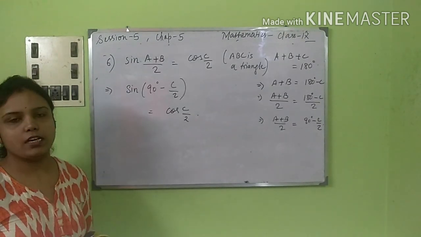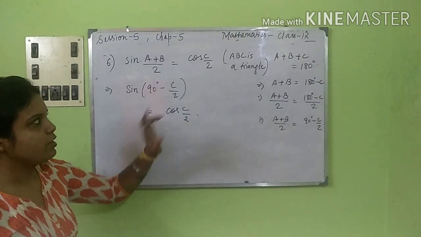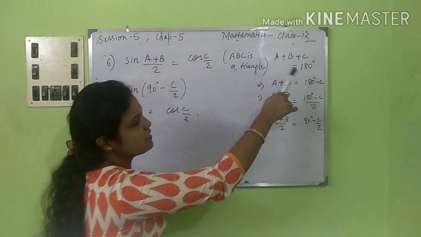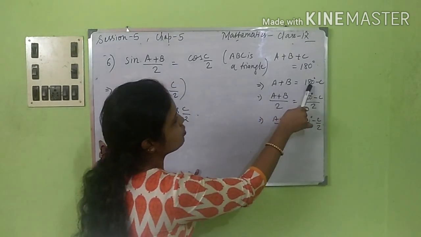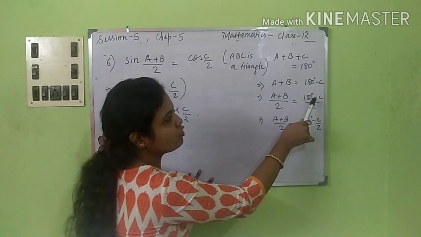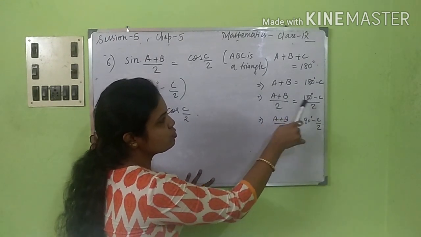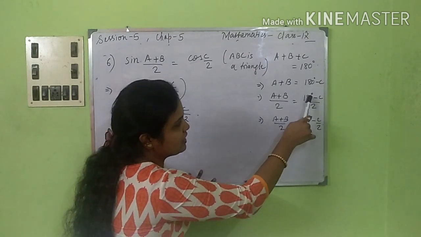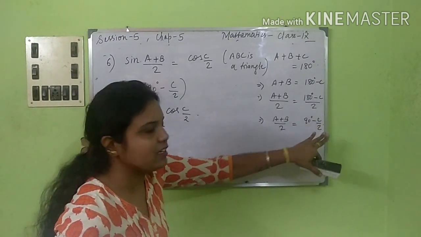Now this will be the last sum for you. Sin of (a plus b by 2) is equal to cos c by 2. That you have to prove, where ABC is a triangle. Now we know that a plus b plus c is equal to 180 degree, right? The angles make 180 degree. So if we write a plus b is equal to 180 minus c, and we divide it by 2, we have to divide the other side also by 2. So we are getting a plus b by 2, and 180 by 2 is giving you 90 degree minus c by 2. So a plus b by 2 means 90 degree minus c by 2.